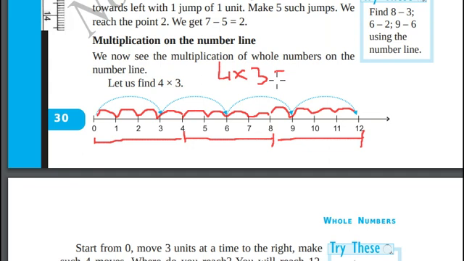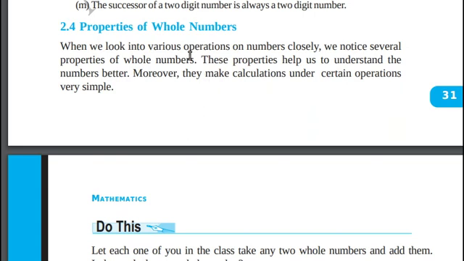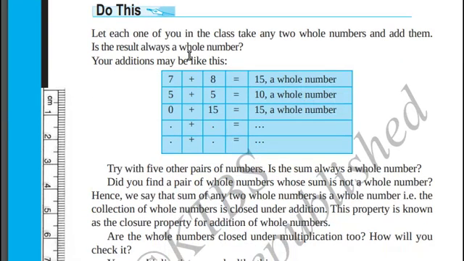Here also we got the product 12. So 4 into 3 is equal to 3 into 4. Properties of whole numbers. Observe this table.